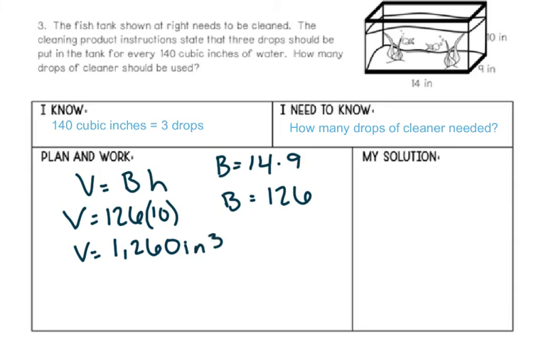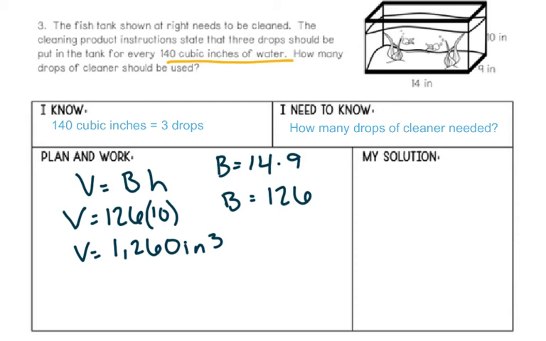As with every word problem, you have to make sure that you have answered the question. And this question wants to know how many drops of cleaner are needed. And I have not done anything to figure out cleaner yet. All I've done is figure out the volume of the fish tank. So now I need to use the conversion that they gave us in the problem to figure out how many drops of cleaner are needed. There's some different ways that you could go about solving this.